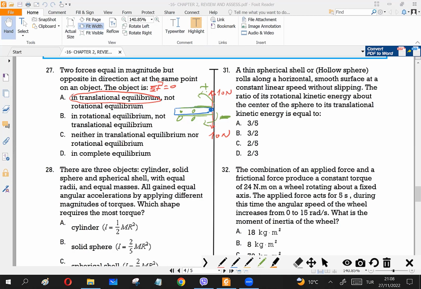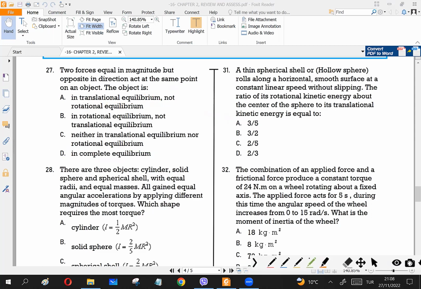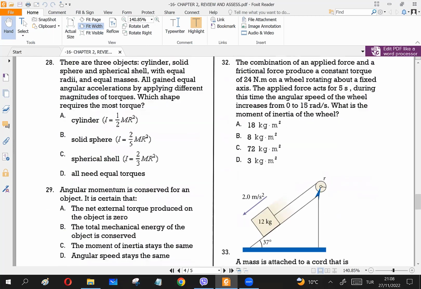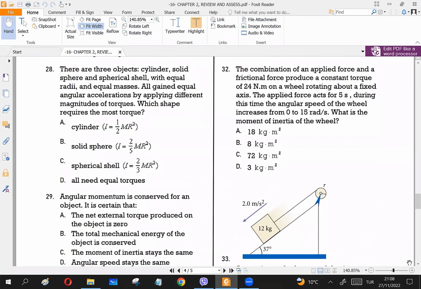So if an object is in rotational equilibrium and also translational equilibrium, the object is going to be in complete equilibrium. Then question number 28. There are three objects: cylinder, solid sphere, spherical shell, with equal radii and equal masses. All gain equal angular accelerations by applying different magnitudes of torques. Which shape requires the most torque?